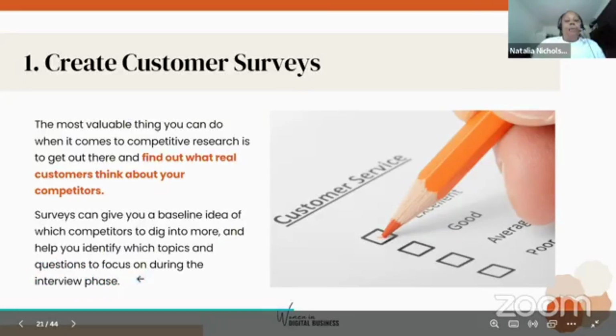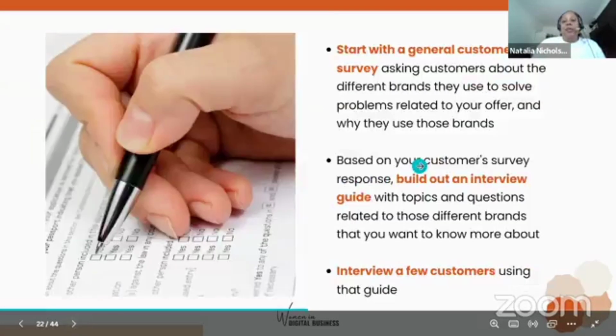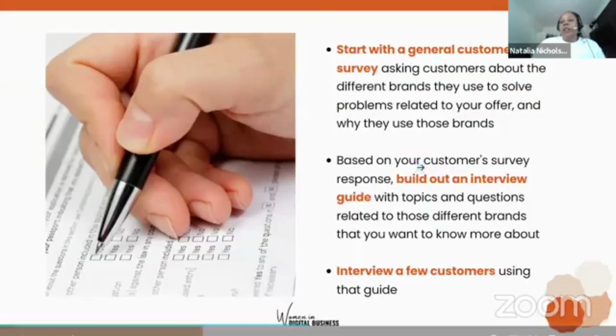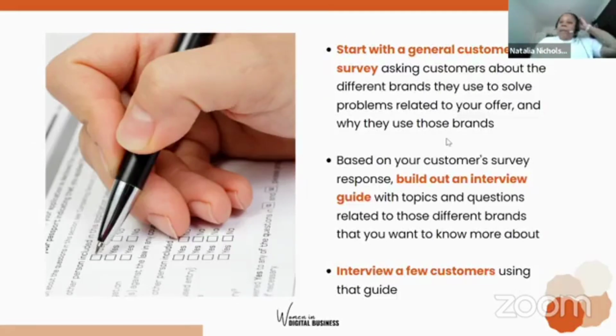Even if your competitors, you want to find customers that like your competitors, and you want them to do customer surveys. You want to hear about their thoughts. So you start with a general customer survey, asking customers about the different brands they use to solve their problems related to your offer and why they use those brands. You want to know the why. You need to be very clear about your why for branding purposes, and do check out our branding masterclasses. But you need to be really clear on the why for the customer so you can really understand them.